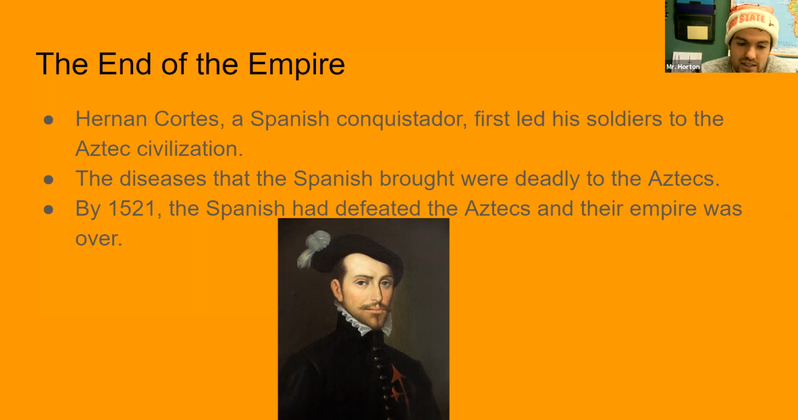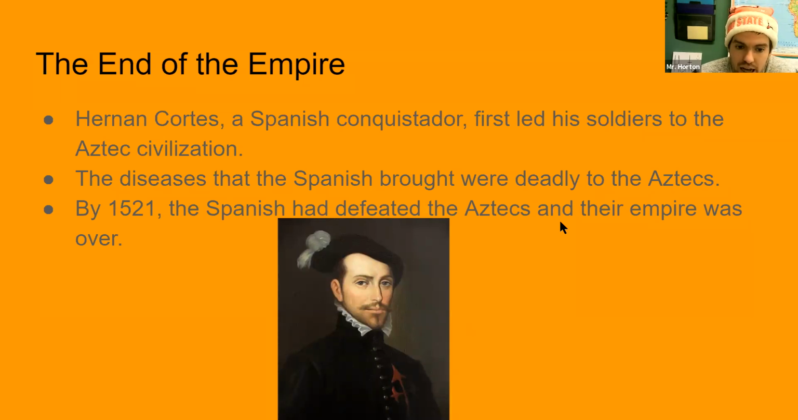So the diseases that the Spanish brought over spread through the Aztec population rapidly and killed a lot of the Aztec population. Disease was the main reason why the Aztecs lost a lot of their population, because they were killed off by these diseases brought over by the Spanish. By 1521, the diseases that the Spanish brought over were very deadly to the Aztecs, and by 1521, the Spanish had defeated the Aztecs and their empire was over.